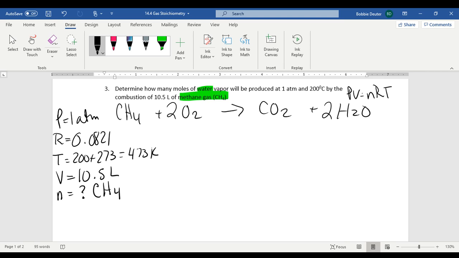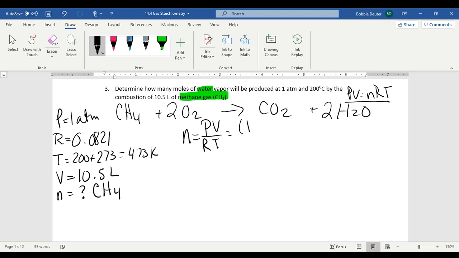We'll use stoichiometry after to convert, but right now we're going to find for methane using the ideal gas law. If nothing changed, we could just use Avogadro's understanding that everything is proportional, but it's not. Not in this case because we have changing. So N is going to be equal to PV over RT.